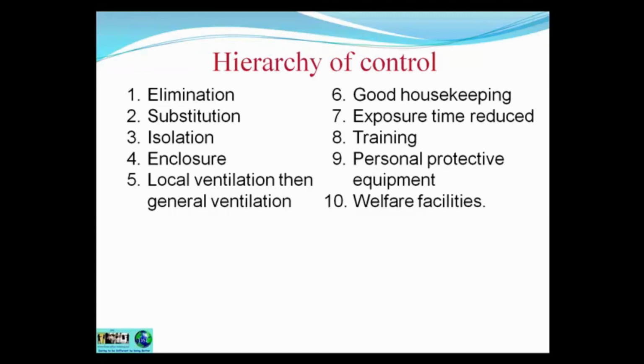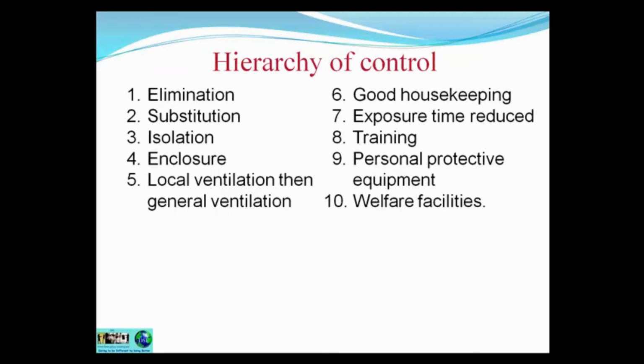The number one is always elimination. Number two is always substitution. So it might be worth jotting those two and remembering those. Now, say for example, if we go back to the scenario of the kettle, what's the first thing we should do with that kettle? If you look at the hierarchy of control, it's elimination. Get rid of the kettle. Okay, well that's not possible.